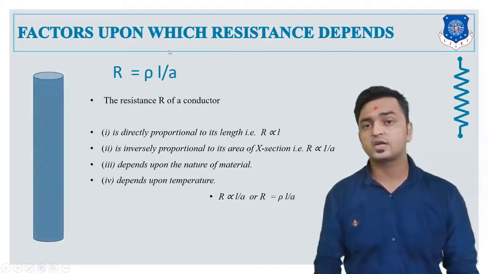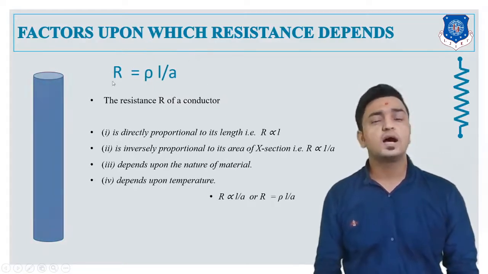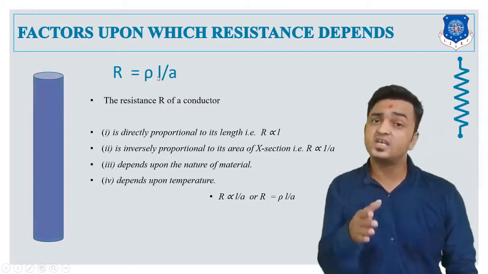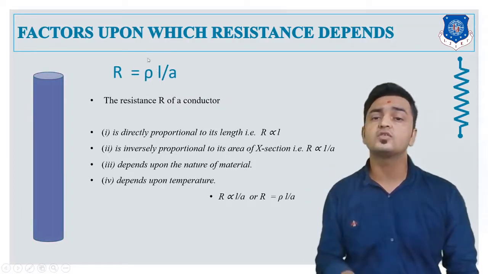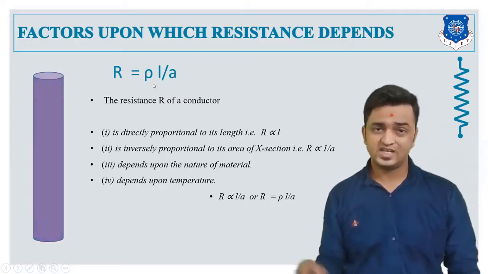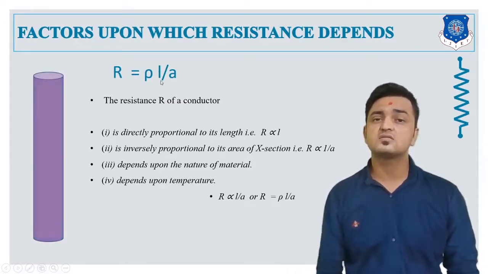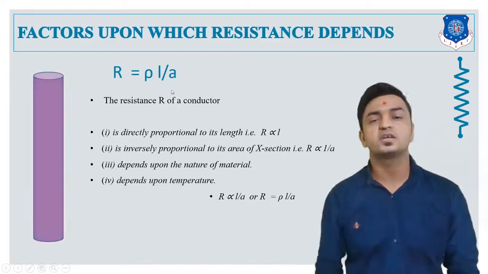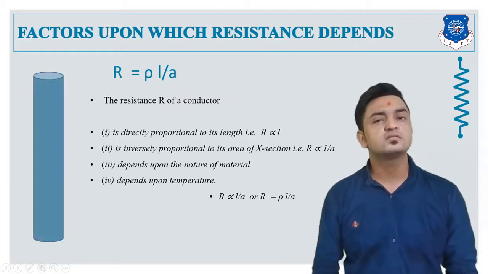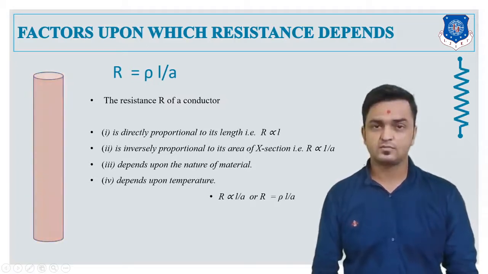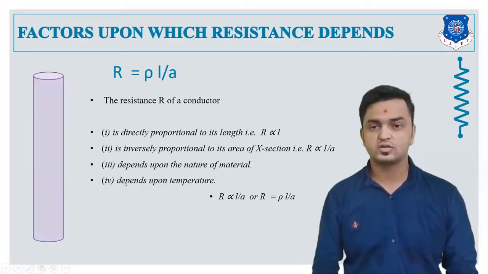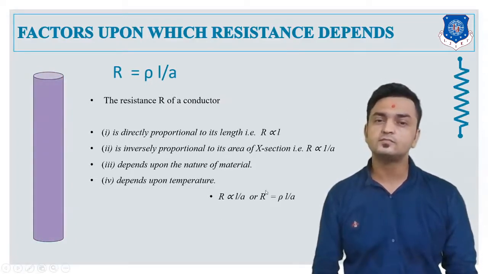And from this equation we can observe that R is dependent on this rho. If the material changes, the value of rho will change, and because of that resistance will change. So indirectly we can say that resistance depends on the type of material. So that was the third parameter. Now the next parameter is temperature, meaning resistance depends upon temperature. That is the fourth parameter over here.